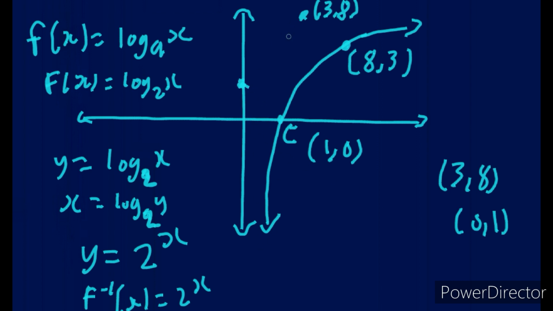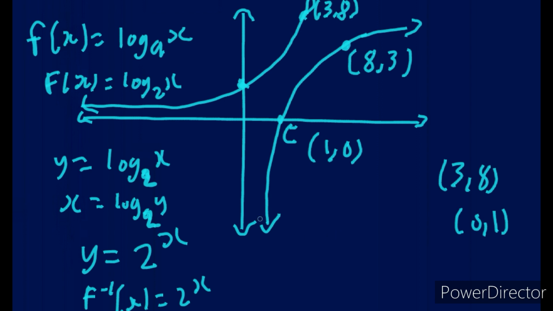So just from these two points, we can tell the shape of the exponential graph. Because the exponential graph is always either like this or like this, or it can be upside down, like this or like this. So it has to be one of those 4 shapes. So it's going to be like this.